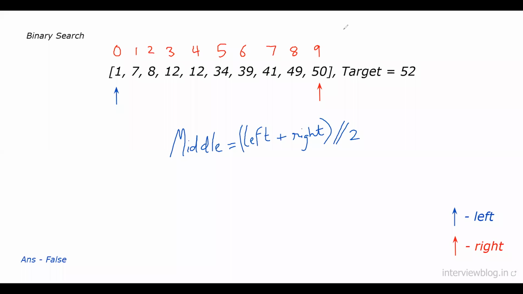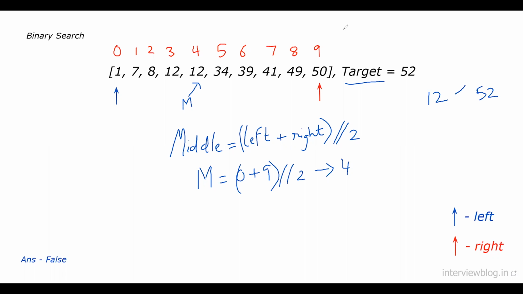So let us now see this example where our target value is not present in the given input array. In this case, our function has to return false. So first, we'll be calculating our middle index as left plus right, rounded and divided by 2, which will give us 4. Hence, our middle index will point to this 12. And now we'll compare this 12 to our target value, which is 52. And you can find that 12 is less than 52. Hence, we'll be eliminating this part of our array.